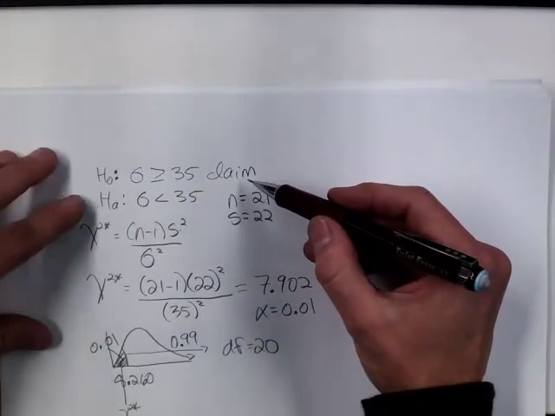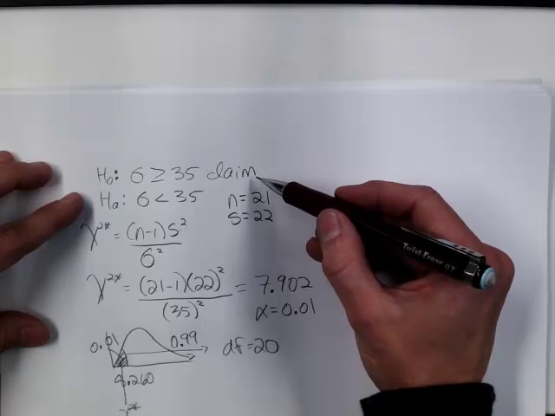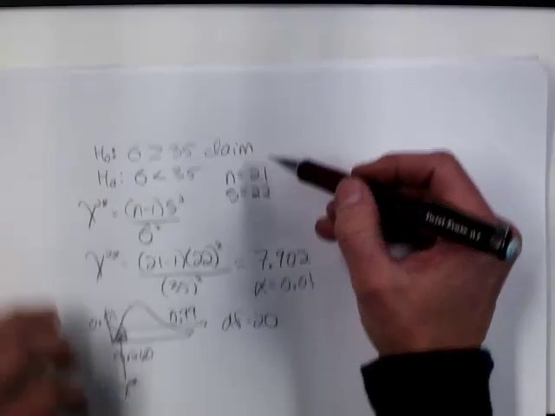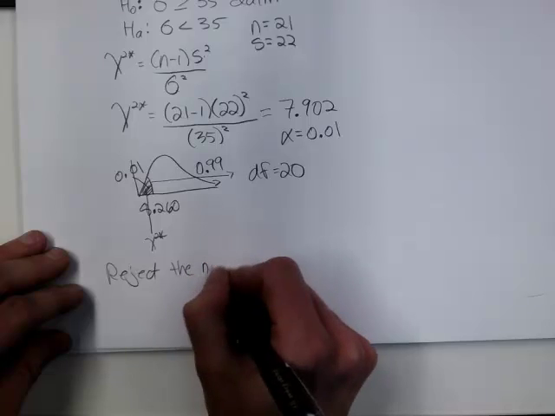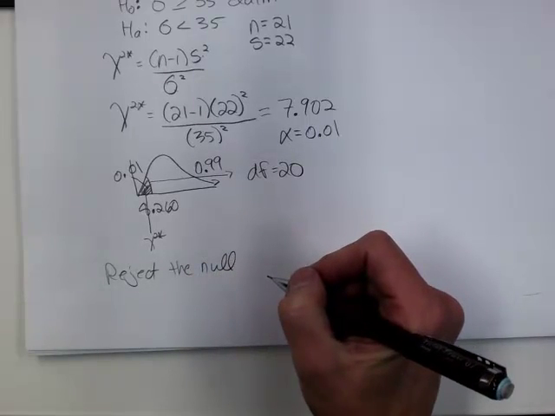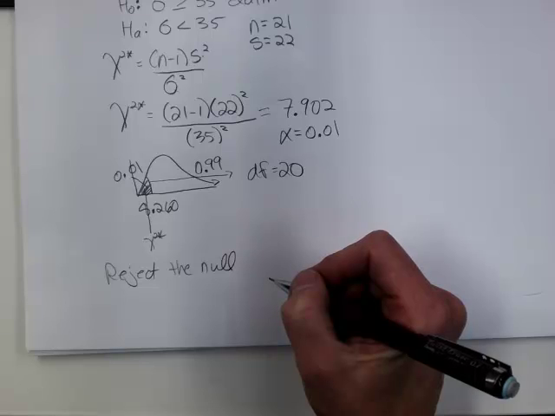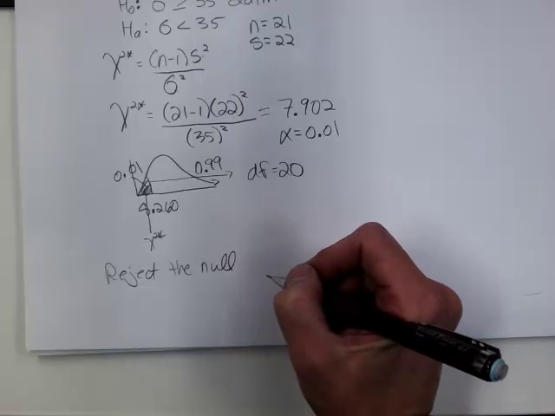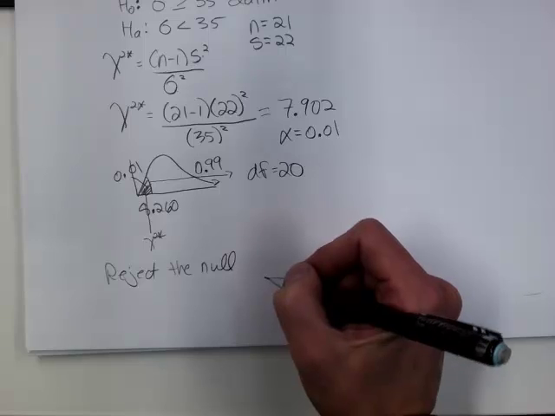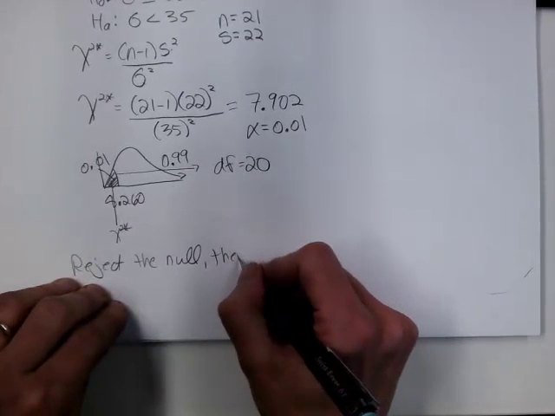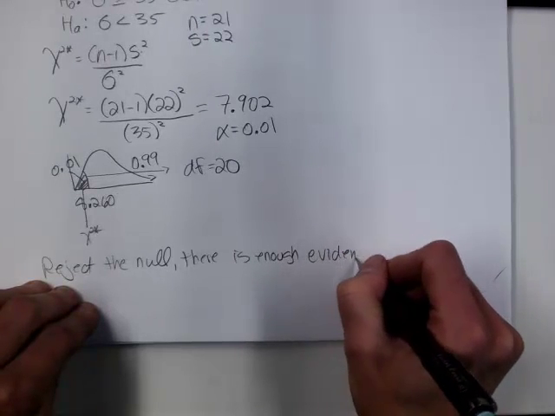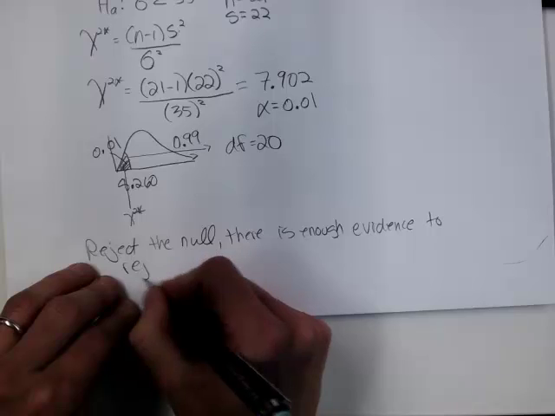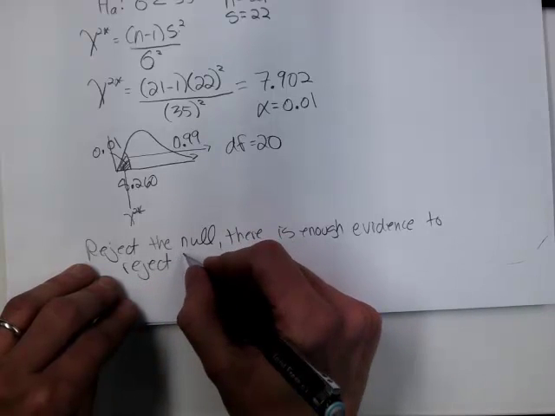So going back to the null and the alternative, if we're rejecting the null, are we supporting the claim? No. So the decision is to reject the null. And the question is, is there enough evidence to reject the agent's claim? Yes, there is. So there is enough evidence to reject the agent's claim.